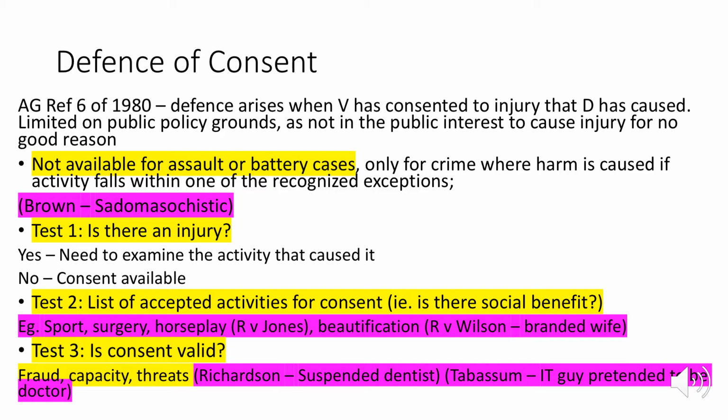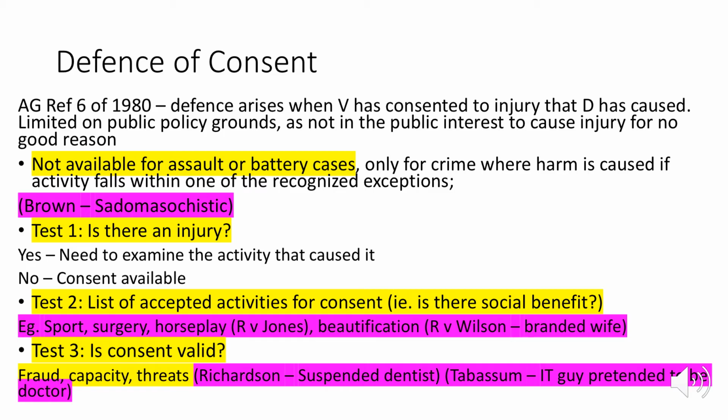For the defence of consent, the AG Ref No 6 of 1980 says the defence arises when V has consented to injury that D has caused. This is limited on public policy grounds, as it's not in the public interest to cause injury for no good reason. This means it's not available for assault or battery cases, only for crimes where harm is caused if the activity falls within one of the recognised exceptions. Brown is the most commonly associated case with consent.